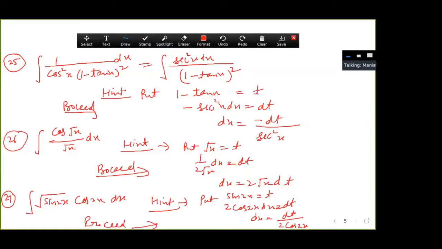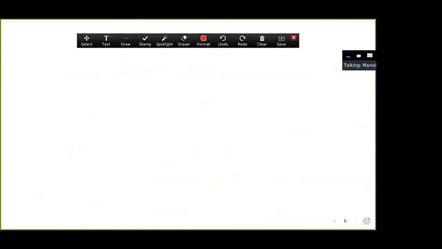Proceed the question. Now question number 28. Integrate the function cos x upon under the root 1 plus sin x dx.